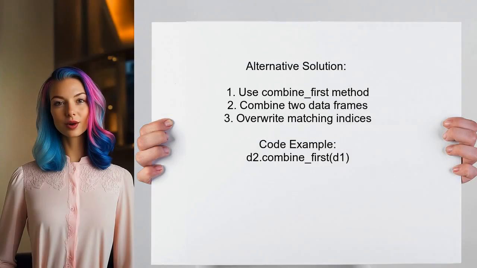An alternative solution provided by another user involves using the combine first method. This method allows you to combine two data frames, where the values from the second data frame will overwrite those in the first when their indices match.